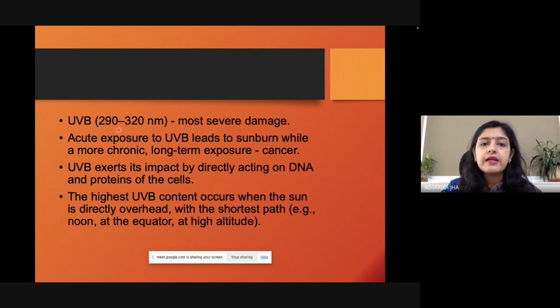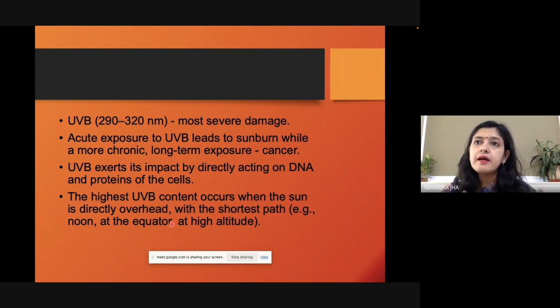UVB, on the other hand, the wavelength varies between 290 to 320 nanometer, causes more damage than UVA radiation. So there are two types of damage, one caused after acute exposure and the one caused by the long-term or chronic exposure. The acute exposure leads to sunburn, while a more chronic type of exposure results in cancer because it exerts direct effect on the DNA and the proteins of the cell.